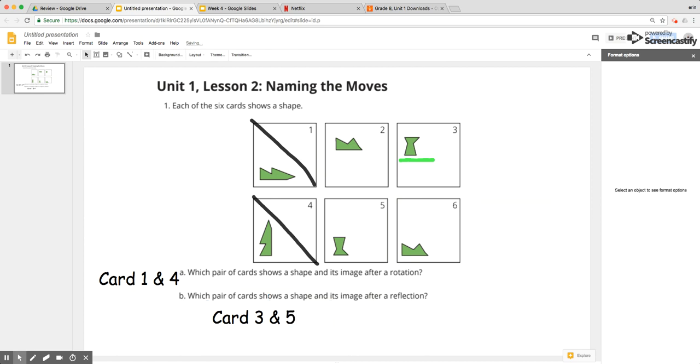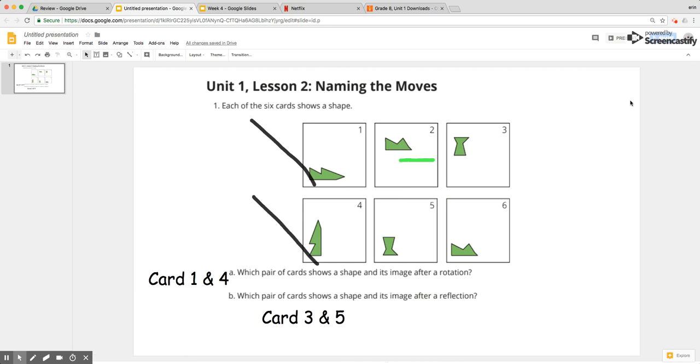Again, just a reminder, rigid transformations do not change the shape or size of the original figure. So if you're ever asked to identify what shapes have been rotated, translated, or reflected, the first thing you should look at is, do the shapes look the same? If not, then a rigid transformation has not occurred.